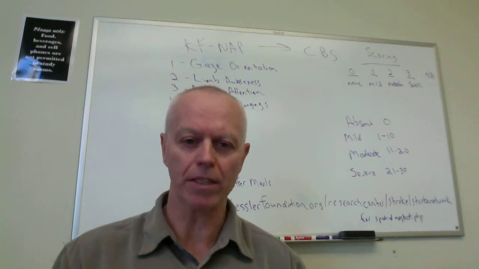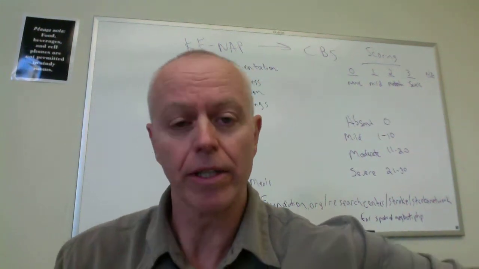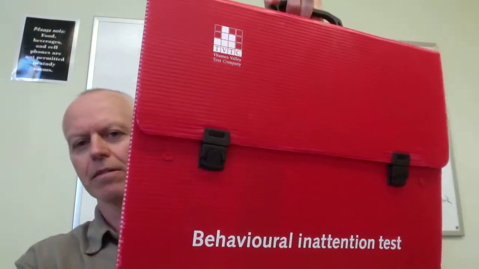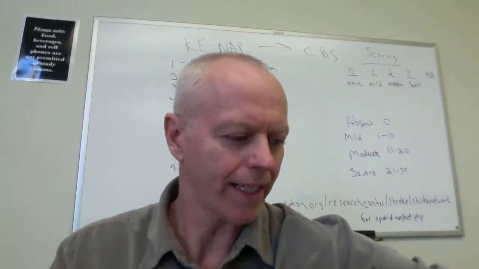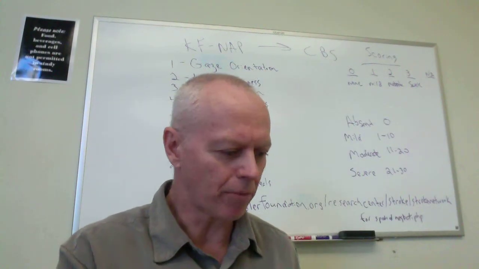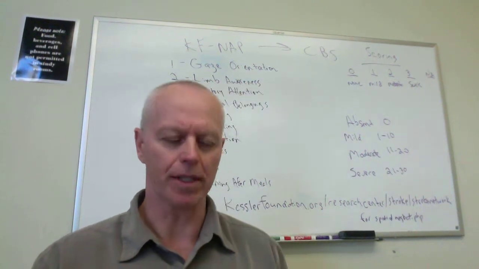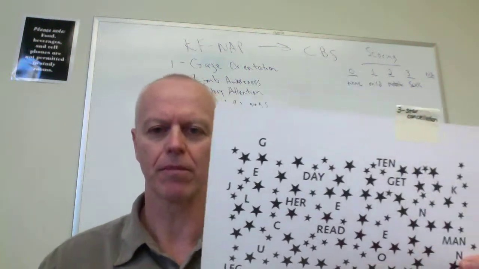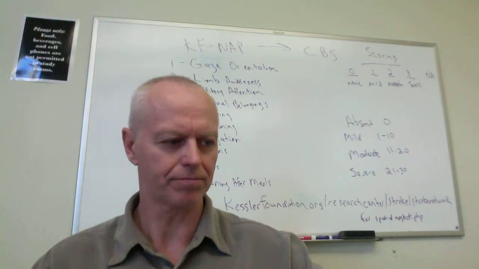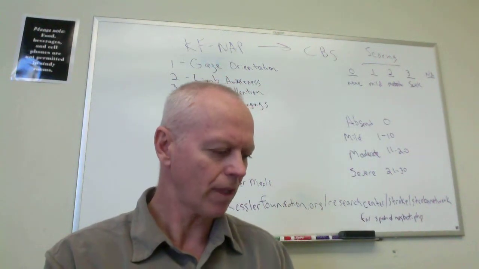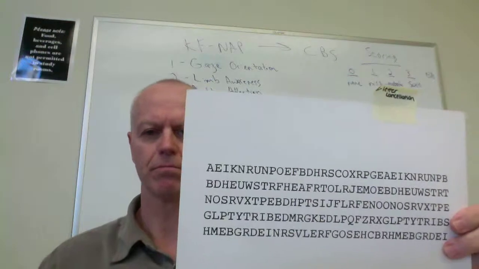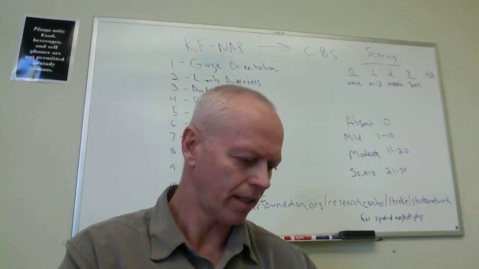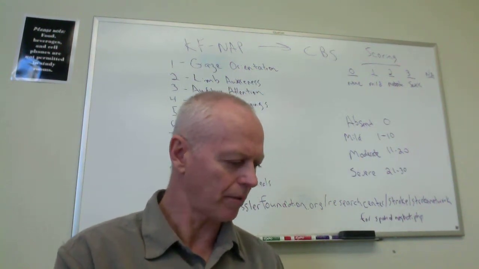So what I've typically used in the past is the behavioral inattention test. So here's the kit that it comes in. I can get that. In that kit there are the typical paper pencil tasks, and they look something like this. For example, we have the star cancellation. We have letter cancellation. A few other typical types of paper pencil tasks.